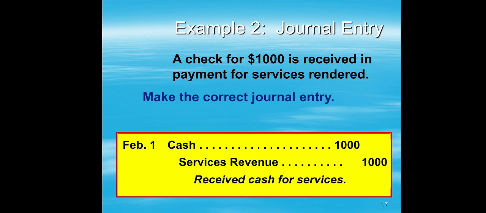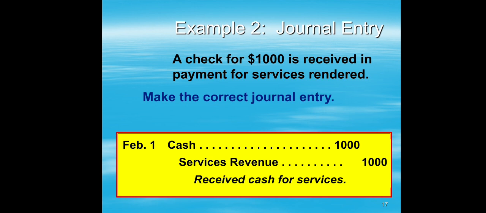Okay, the second example is like this. A transaction happened in a business. A check for $1,000 is received in payment for services rendered. So make the correct journal entry. When a transaction happens, if you want to do the journal entry, you have to do the first step first. The first step is the analysis. So now, what is the type of the transaction here? The type of the transaction is the business receives $1,000 payment for services that the business has provided.